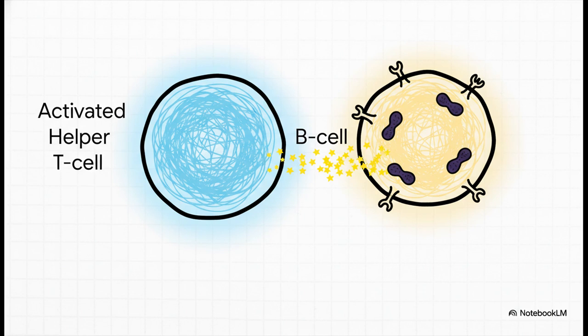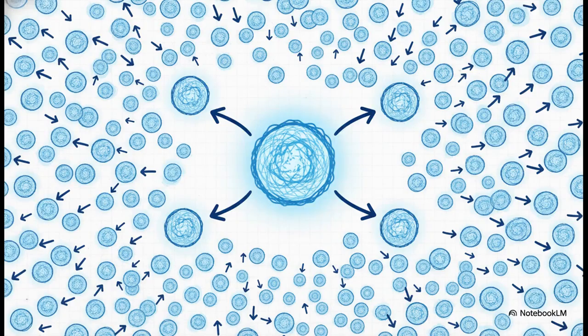But not just any B cell. It's looking for the one specific B cell that has also already found and latched on to this exact same invader. When it finds it, the T-cell gives it the final green light using chemical messengers called cytokines. And this is the moment where the clonal selection theory really comes to life and gets its name.